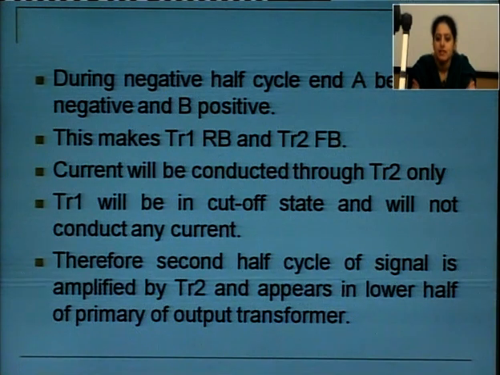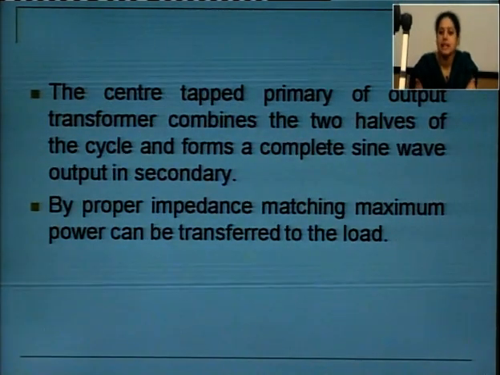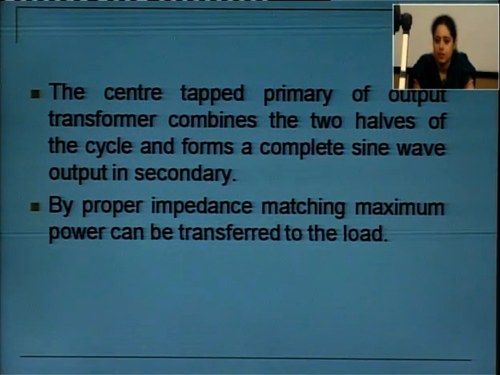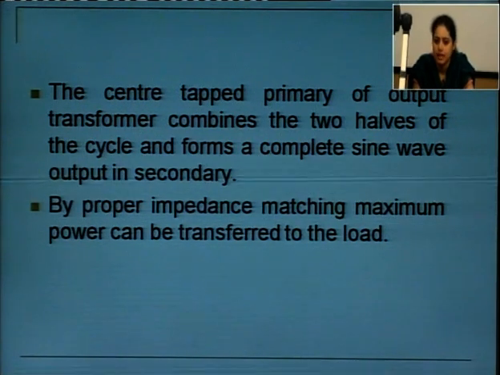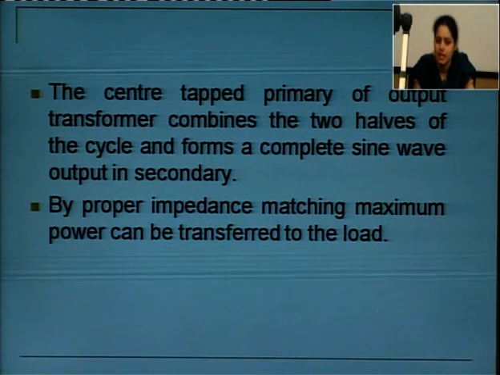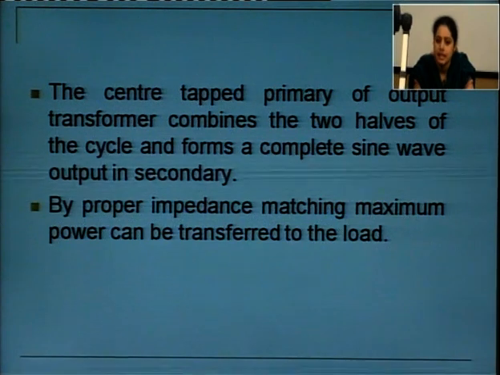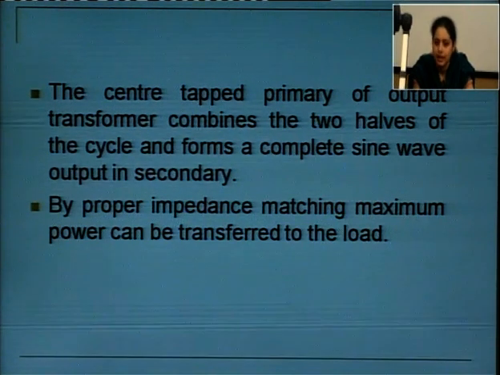Therefore, the second half cycle of the signal is amplified by transistor 2 and appears in the lower half of the primary of the output transformer. The center tapped primary of the output transformer combines the two halves of the cycle and forms a complete sine wave output in the secondary, that is, the positive half cycle amplified and the negative half cycle combined and provided at the output.